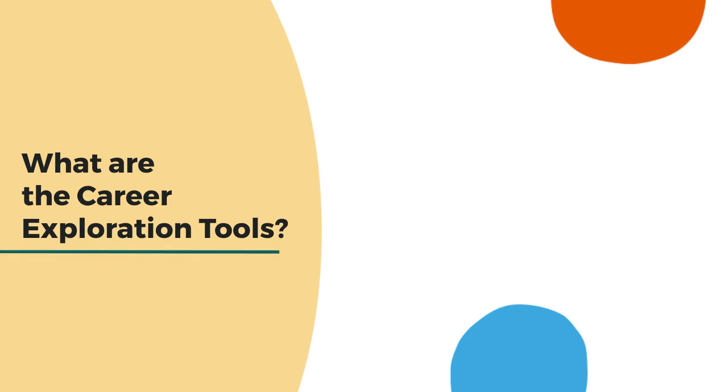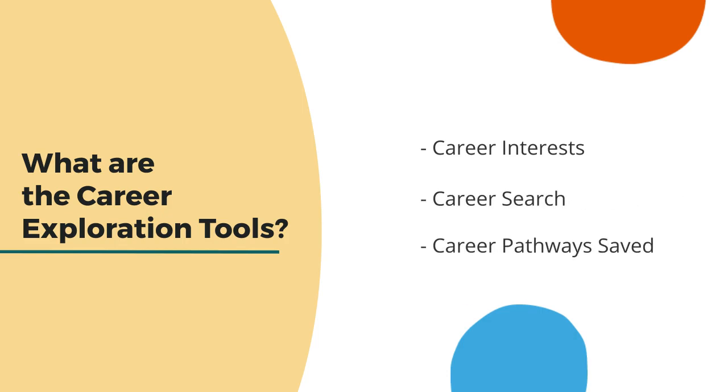The career exploration tools consist of 3 different features: career interests, career search, and career pathways saved. These tools are for your students to explore different career options they weren't aware of before, or to dive deeper into jobs they're interested in learning more about. We will be giving an overview of each one. We'll then show you how your students would navigate them through the Vita Navis platform.